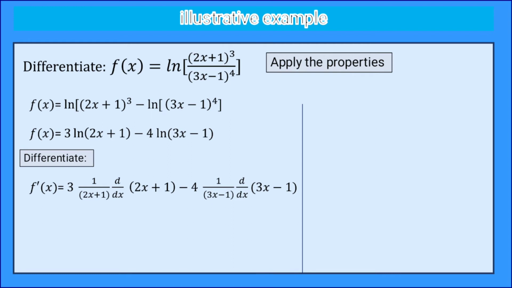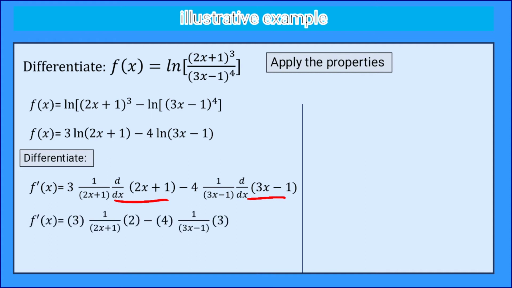So from here, we need to get first the derivative of 2x plus 1 and the derivative of 3x minus 1. Okay, so what is the derivative for 2x plus 1? That will be 2. And the derivative for 3x minus 1 is 3. That's why we have this equation: f prime of x is equal to 3 times 1 over 2x plus 1 times 2, minus 4 times 1 over 3x minus 1 times 3.